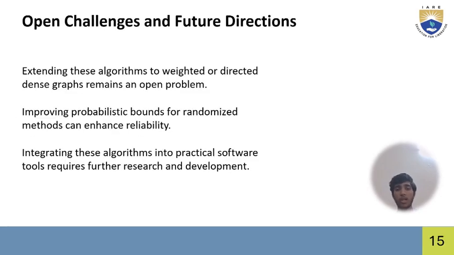Open challenges and future directions. Despite progress, extending these algorithms to weighted or directed dense graphs remains an open problem. Improving probabilistic bounds for randomized methods can enhance reliability. Integrating these algorithms into practical software tools requires further research and development.